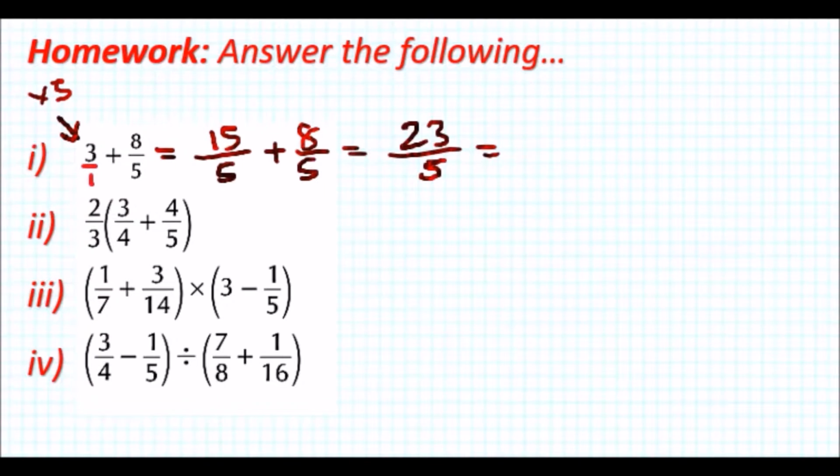And this is also the same as a mixed fraction. We can ask ourselves, how many times does 5 go into 23? Well, it goes exactly 4 times, so 4 wholes with a remainder of 3 over 5. Easy. Now let's move on to the second.